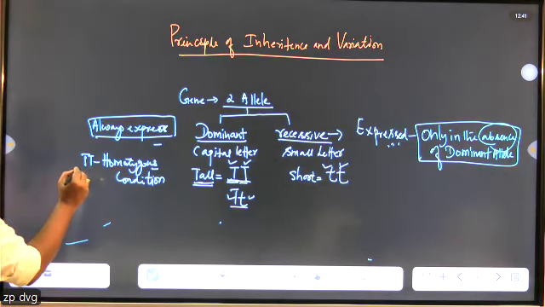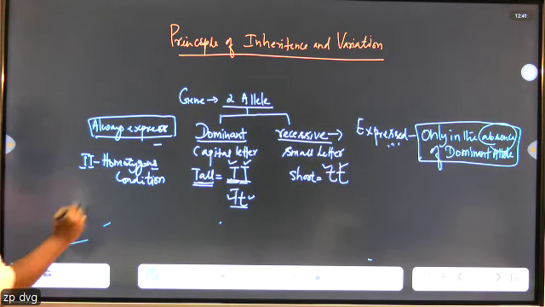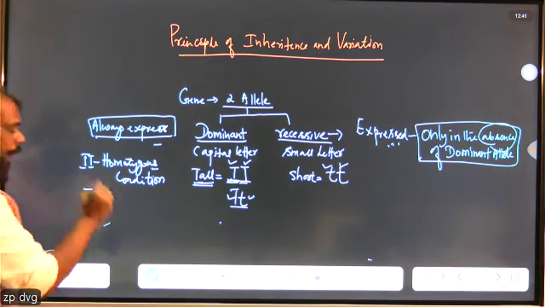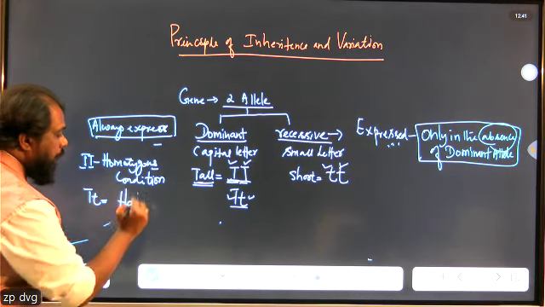Why homozygous condition? Look at this. Two alleles are same. Otherwise, I can use capital T small t. I can call this a heterozygous condition.